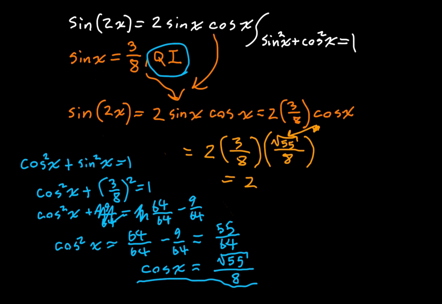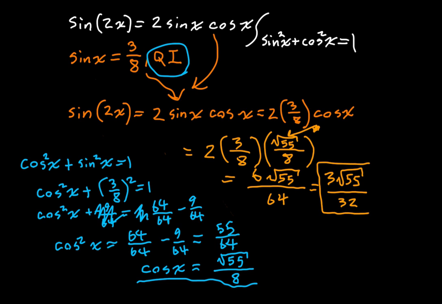We can still simplify this a little bit. Let's multiply 2 by 3. So that's 6 times the square root of 55, right? All I'm doing is multiplying the 2 by the 3. And let's multiply the 8 together. It's going to be 64. We can divide the top and the bottom by 2. That is a bit redundant, I suppose. But this is going to be 3 square root of 55 divided by 32. And this is our answer for what the sine of 2x is.